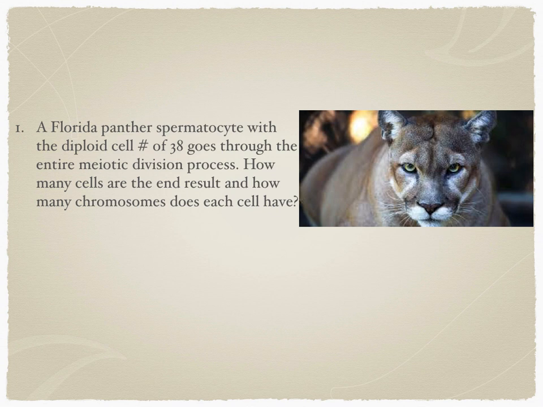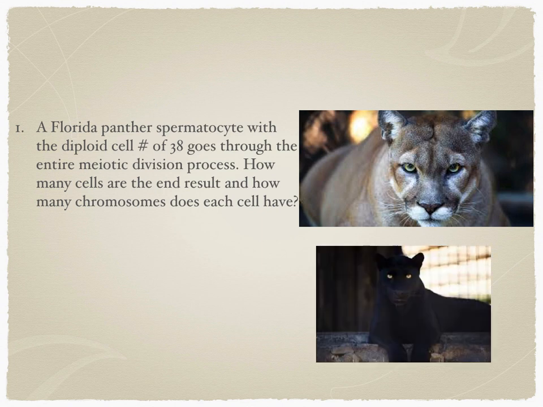So basically, you're going to be thinking about one spermatocyte from a Florida Panther going through the entire process of meiosis. What's the end result in regards to the number of cells, and how many chromosomes does each cell have? Now we have another variation of a Florida Panther there, obviously a mutation with a dark colored coat.